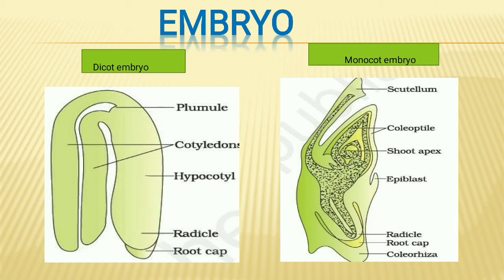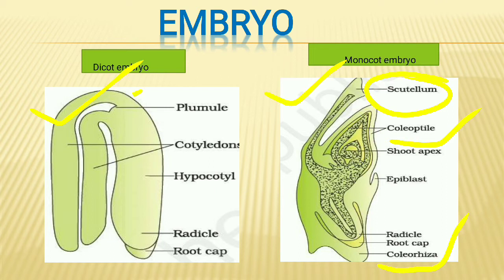I have told you already, instead of cotyledons in monocot, it is called scutellum. Scutellum is nothing but a single cotyledon. Instead of plumule and radicle, the plumule structure where the shoot is formed is called coleoptile, and the root portion is called coleorhiza. Understood? So this is the difference between our dicot embryo and monocot embryo.